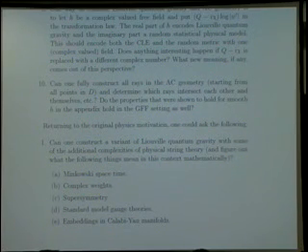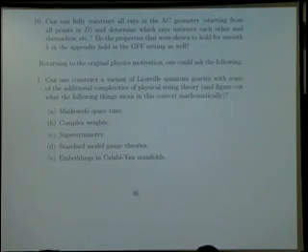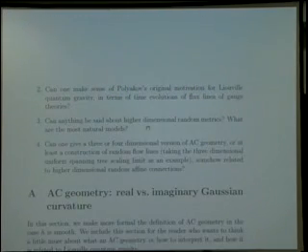So it's fairly ambitious, but try to make sense of at least one thing. Try to add one piece of complexity to the model. Can you somehow make sense of Polyakov's original motivation for Liouville quantum gravity? He was talking about the time evolutions of flux lines of gauge theories.